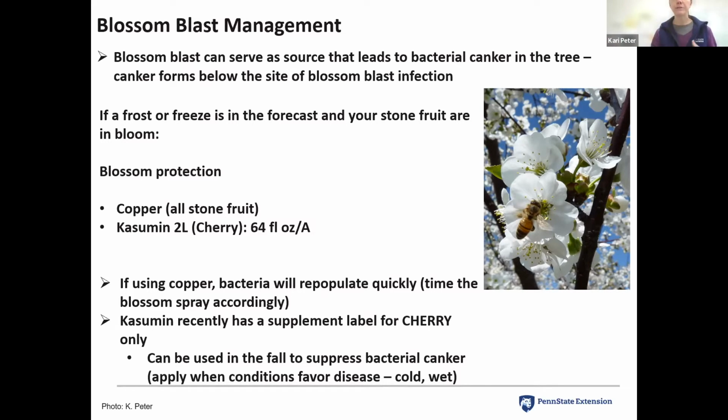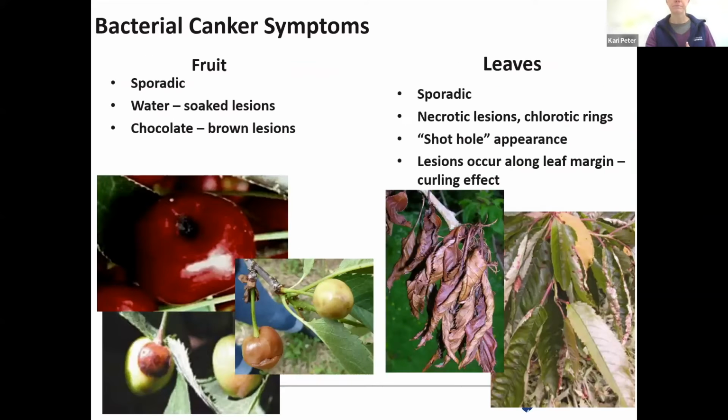On cherry trees, they've recently labeled Kasumin for cherry, so you can spray it at bloom time. This will help buy you some time because Kasumin will suppress the bacterial population in that blossom and limit the death of that blossom. And you can do that probably a day or two prior. You don't have to be as rigid as with a copper application. So for stone fruit folks, if you've got cherries, Kasumin is an option. Copper is also an option. For all stone fruit other than cherry, copper is your only option.